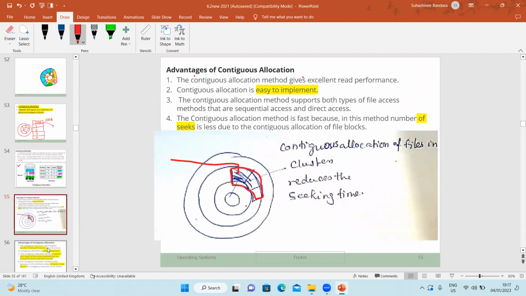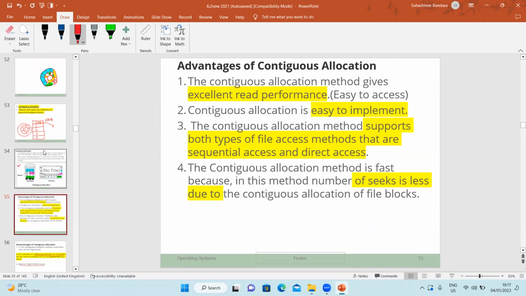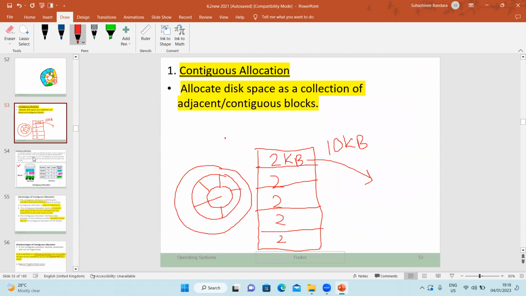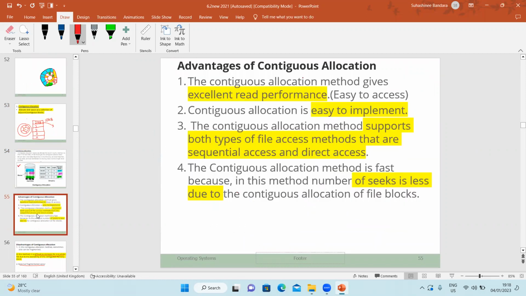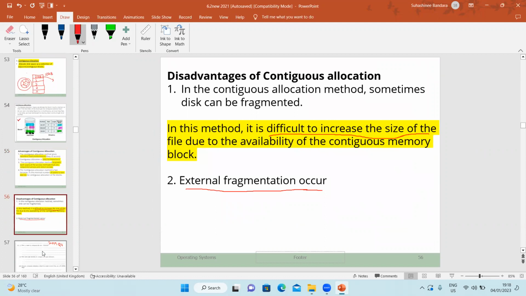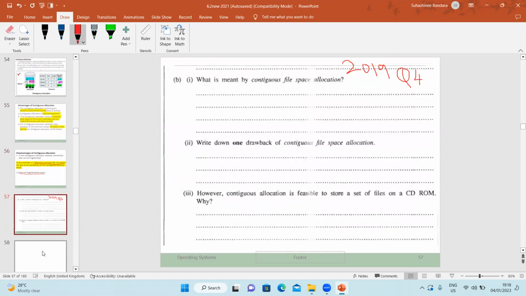Okay. Just look from this slide. And this one, only the diagram. Here the advantages, then disadvantages. Okay, after that we'll discuss the past paper question, 2019 one. Okay, so we'll start writing the notes.